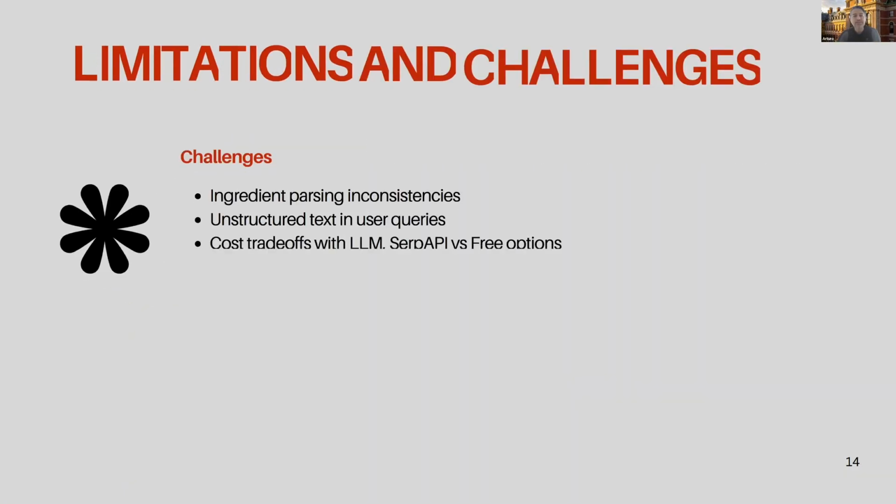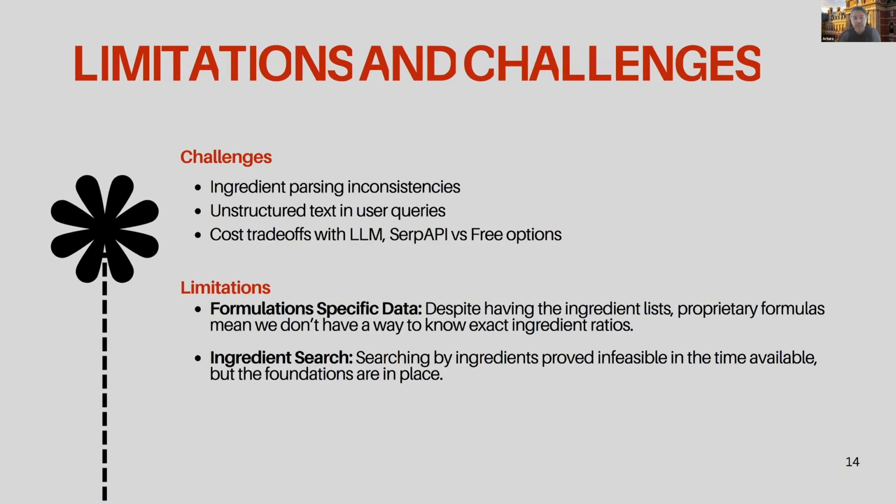When it comes to the challenges, we identified a few: ingredient parsing inconsistency on the structured text when searching queries, and cost trade-offs with using LLMs or APIs versus free options and alternatives we could use. Some of the limitations we could not deliver on time is formulation-specific data. Despite having ingredient lists, there is a desire to know the ratios of the ingredients and the ingredient search capability, which will enhance the experience for the user.